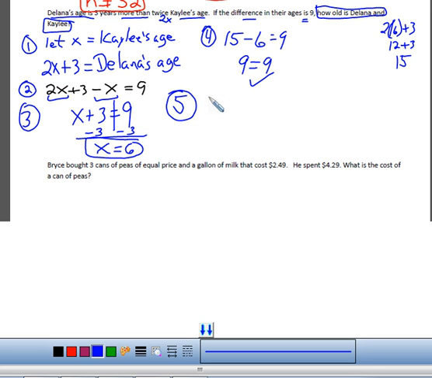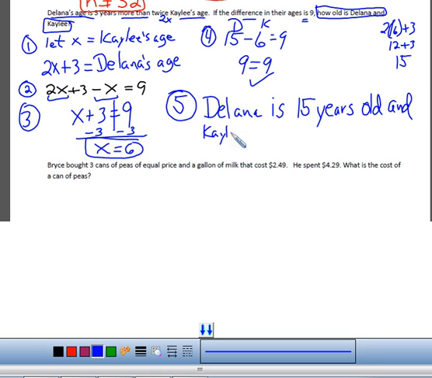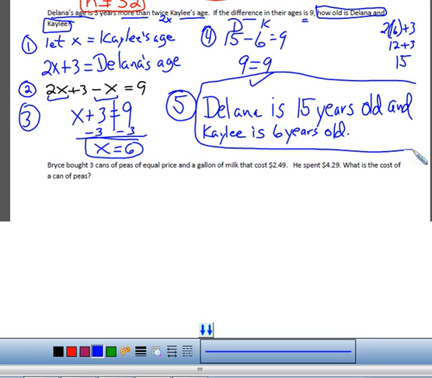Okay? So, now, step 5. I got to write the answer. So I know Delena is 15, Kaylee is 6. So, I need to write that in a sentence to answer this. How old is Delena and Kaylee? Delena is 15 years old, and Kaylee is 6 years old. Do you need to write it in a complete sentence? You are darn right you need to. Okay.